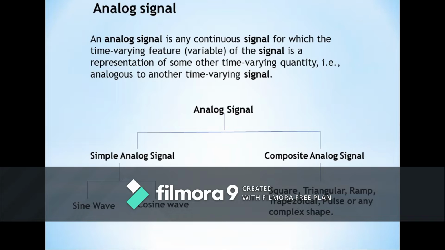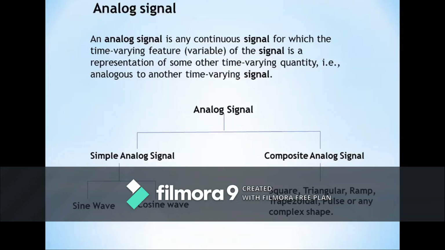Analog signal. An analog signal can be classified into two types, simple analog signal and composite analog signal. A simple analog signal is an analog signal which cannot be decomposed into simpler signals. So this is the most basic analog signal, which can be used as a basic building block to build other composite signals. Examples of simple analog signals are the sine wave and cosine wave.